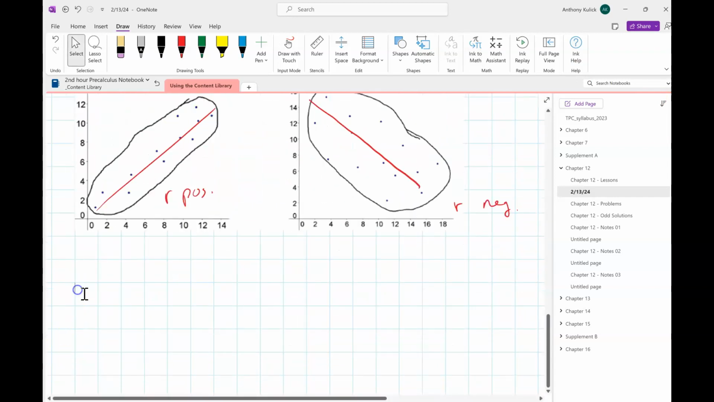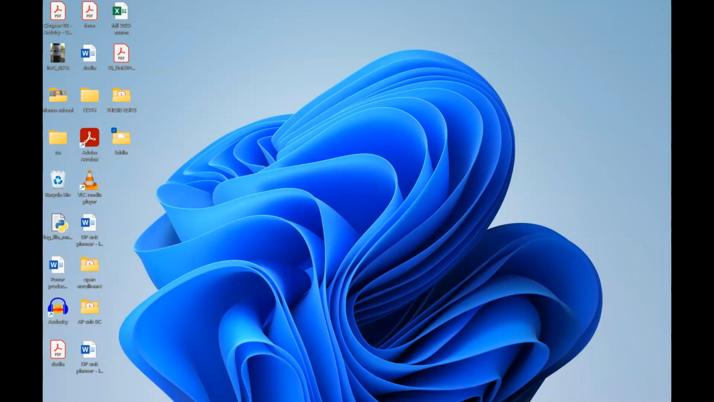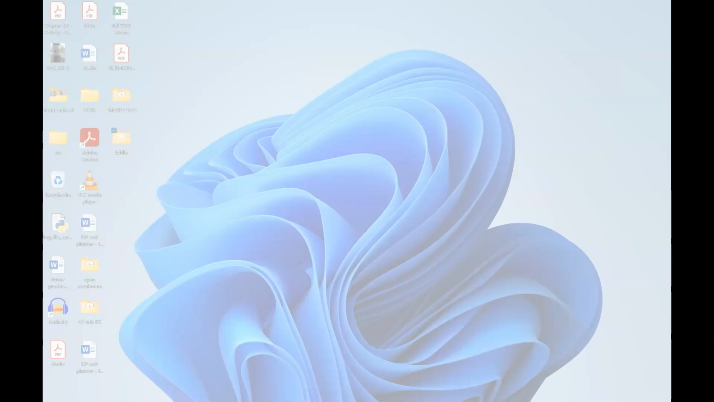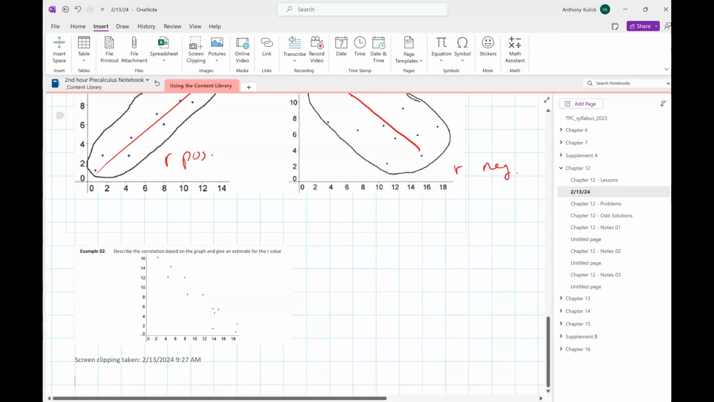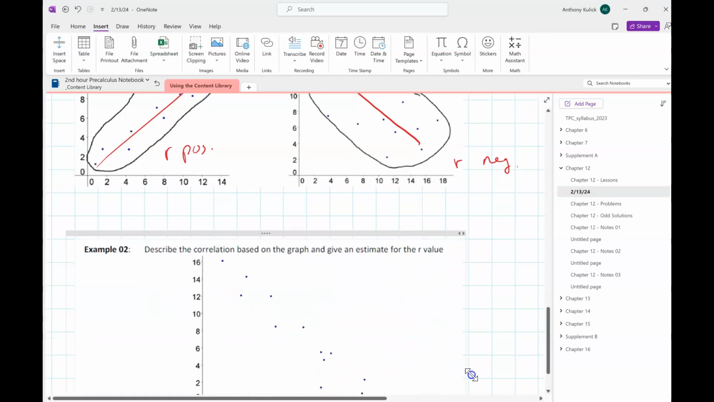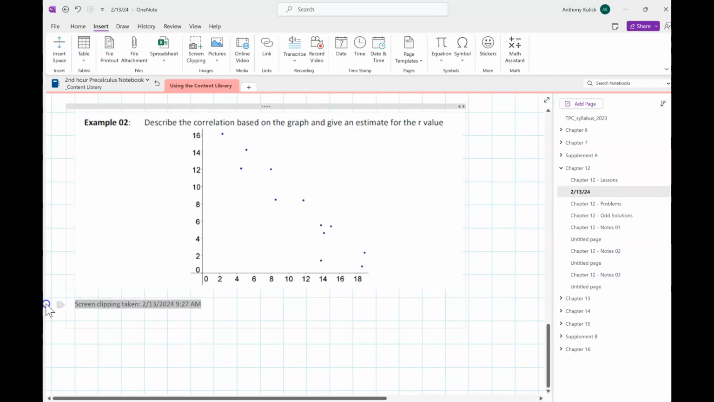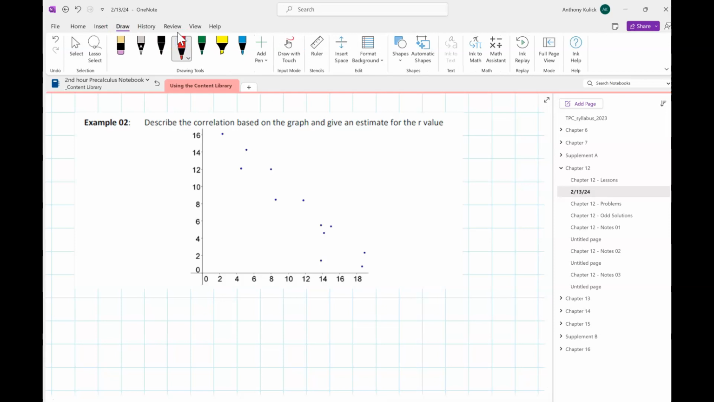All right, so let's do an example here. So here's a scatter plot. Describe the correlation based on the graph and give an estimate for the R value. So let's start by describing the correlation. There's two terms that you would want to have here. You want to describe the direction of it. Is it positive or negative? So this one is negative.